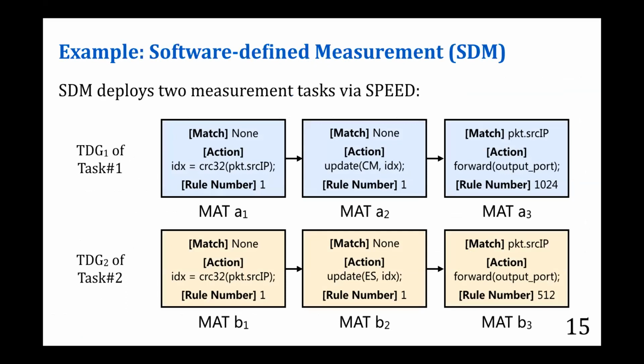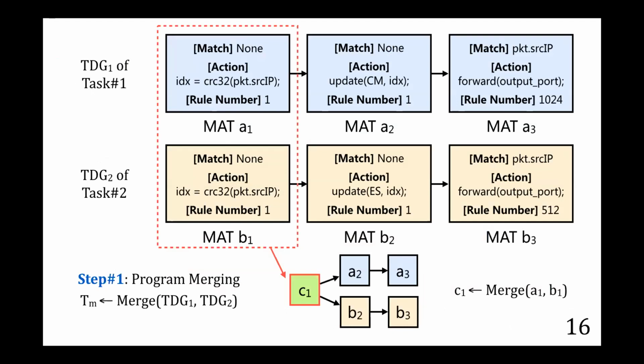We give an example to illustrate how SPEED deploys two data plane programs. We consider software-defined measurement, or SDM. In this example, SDM deploys two tasks via SPEED. Both task 1 and task 2 have three MATs, A1 to A3 and B1 to B3 respectively. The first MAT is used for CRC hashing and obtains an index. The second MAT uses the index to update a sketch data structure for measurement. The third MAT simply forwards the packet. SPEED detects that A1 and B1 are redundant. Thus, in the first step, it merges A1 and B1 into C1 and produces the compound TDG, TM.